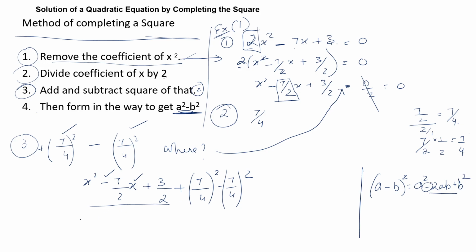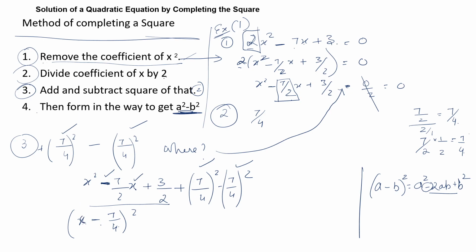So here also, since this is minus, this will be of the form of a minus b whole square. You have to take either this or this for making this one. Okay, so here, since it is minus, we are taking 7 by 4 whole square. So expand this and see, you can understand.